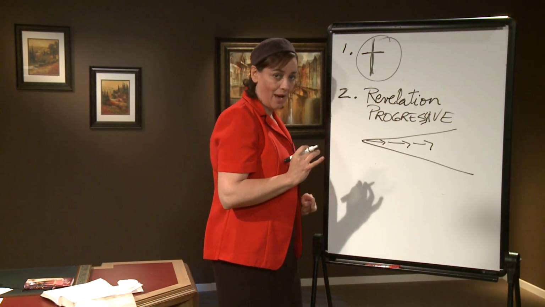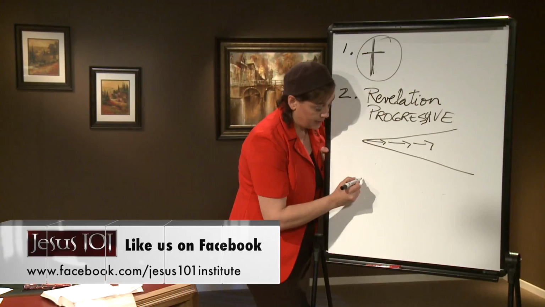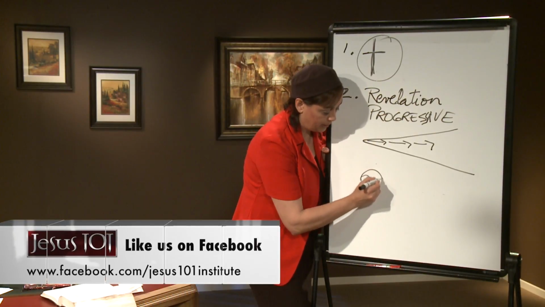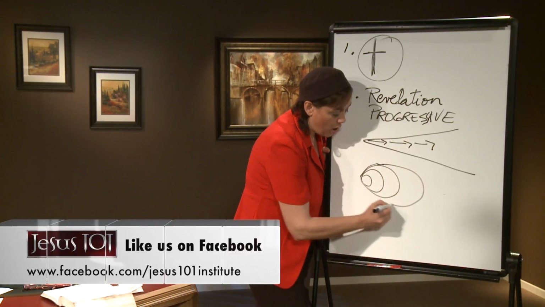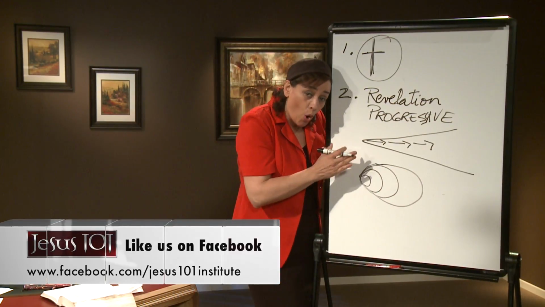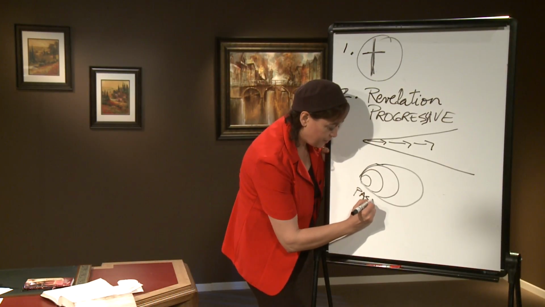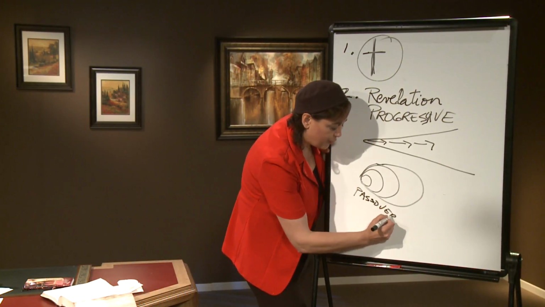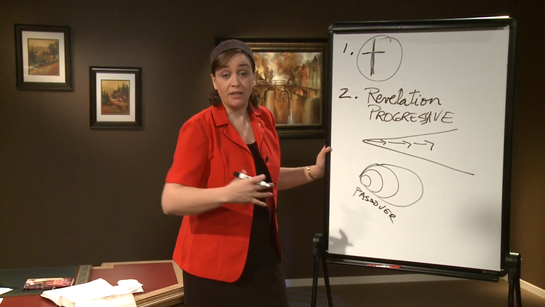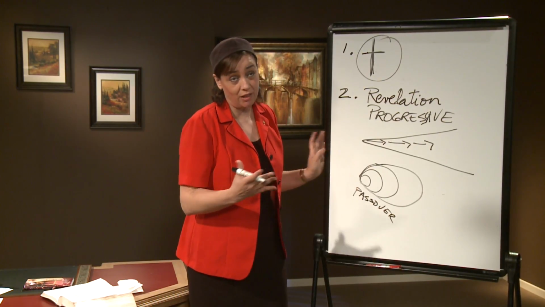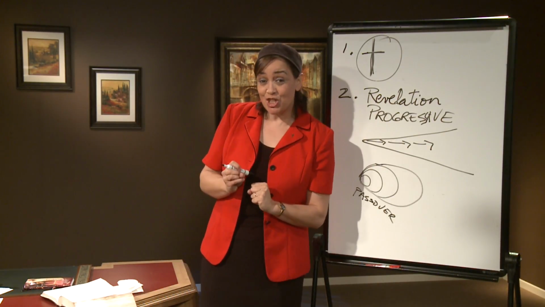I'm going to give you an example. If you think of the Passover, this is a good drawing for the progressive revelation. As we go on in the Bible, we understand more of the same thing. So let's talk about the Passover. So, for example, you start with the Passover in Exodus 12 to 14. The people of Israel are in Egypt.